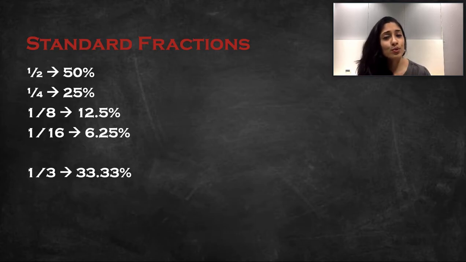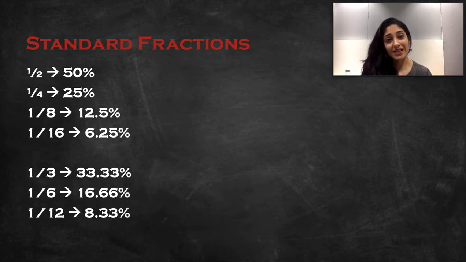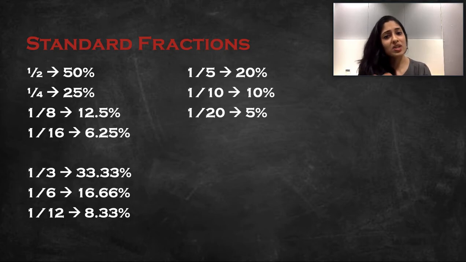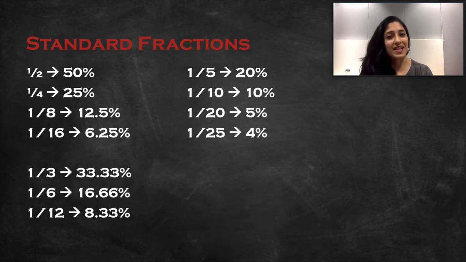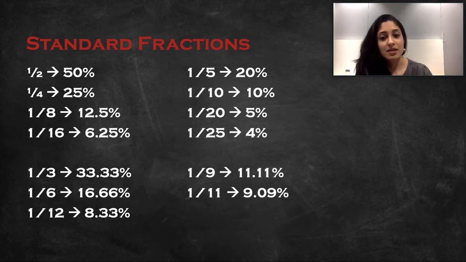If I look at 1/3, so 1/3 of a number is 33.33%. In case I don't know this, I know how to convert fraction to percentage. So 1/3 into 100 will give you 33.33%. Now further dividing this by 2, I get 1/6 is 16.66%. 1/12 is 8.33%. 1/5 is 20%, 1/10 is 10%, 1 by 20 is 5%, 1 by 25 is 4%. Similarly, 1 by 9 is 11.11%, 1 by 11 is 9.09%.